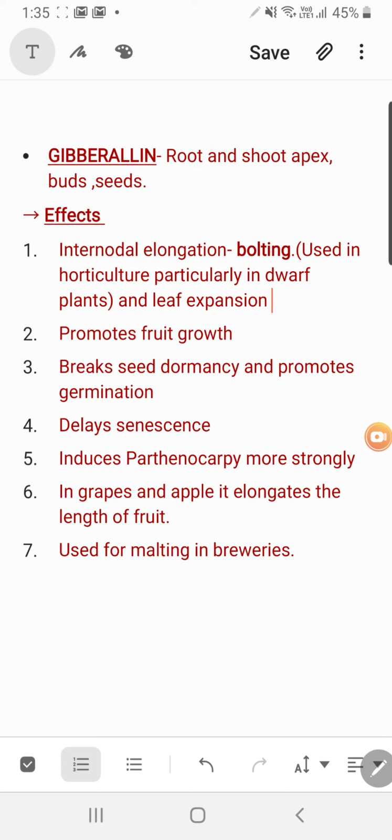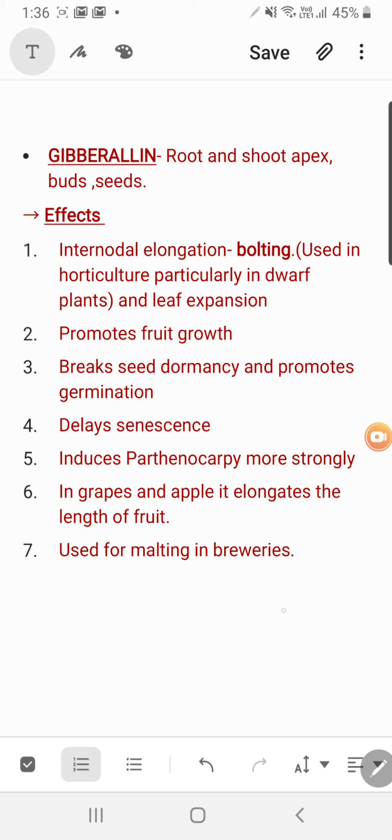Malting, what do you mean by malting? Malting means the state of controlled germination. Suppose you have taken barley, which is basically the raw material for beer, and you have allowed germination. Once the germination is there, you will be controlling it so that it does not keep growing more and more.